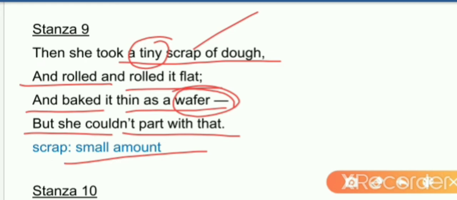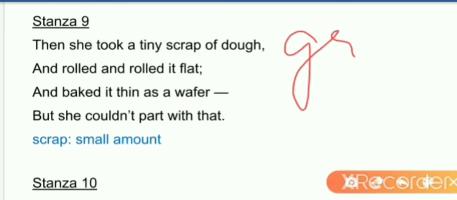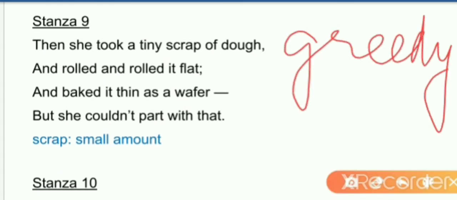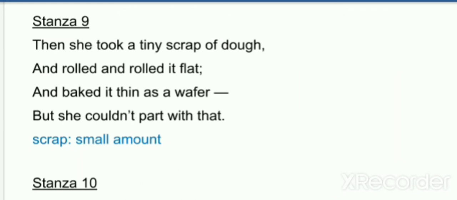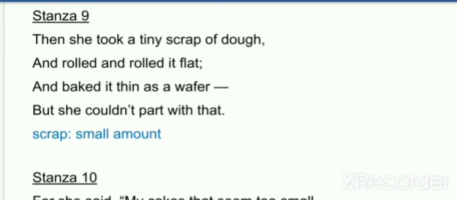She didn't give it to Saint Peter because the woman was greedy. She was a greedy woman. वो एक बहुत लालची औरत थी जो अपनी चीजों को बांटना नहीं चाहती थी. She didn't want to share her things. Now let's see the poetic device used by the poet in this stanza.